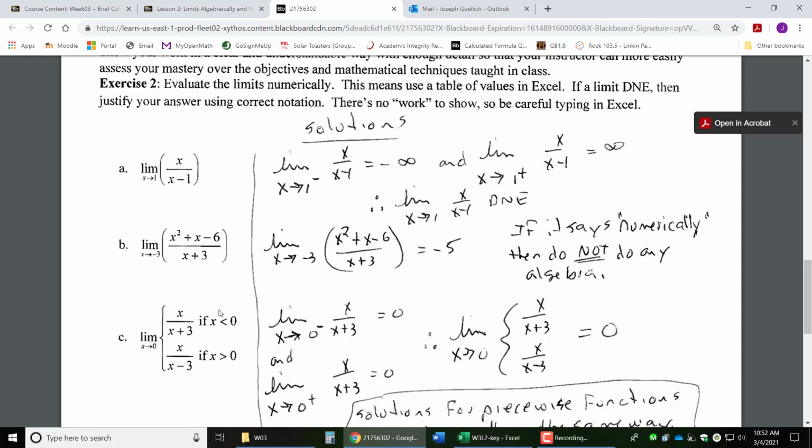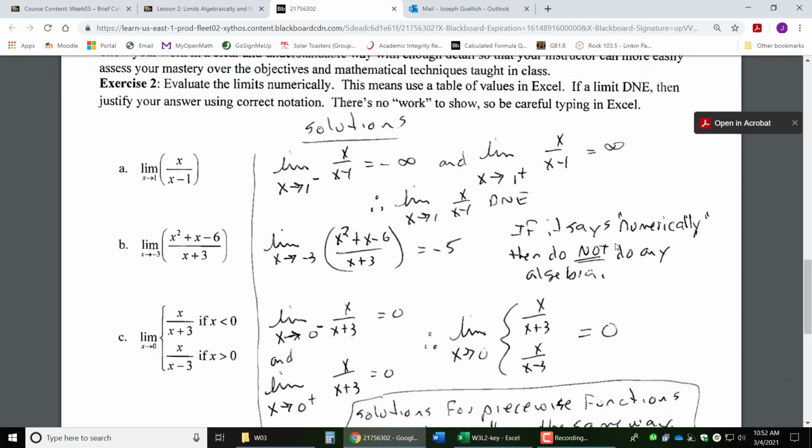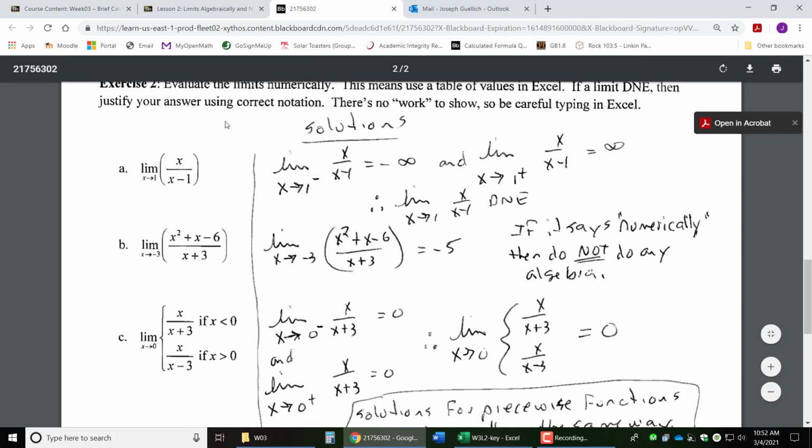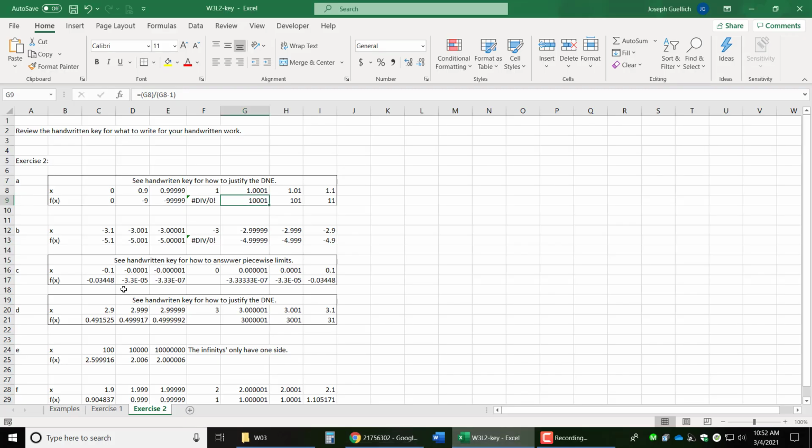Alright, number B. Now, even if you can do algebra, do not do the algebra. If it says limits numerically, type it in Excel, table of values, write the answer out like you see I've done here. So if you're doing algebra for a limit numerically, you are telling me you don't know what you're doing. If it says limits algebraically, then write all that algebra stuff down. Limits numerically, you go straight to Excel, type the table in, and then write your conclusion out on paper. Like that. Ooh, there's a typo right there that I am not going to fix.